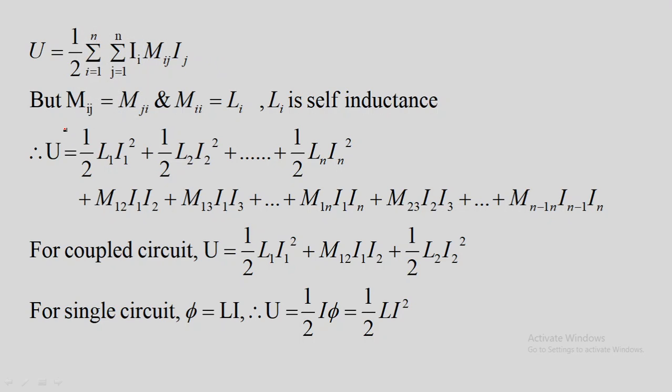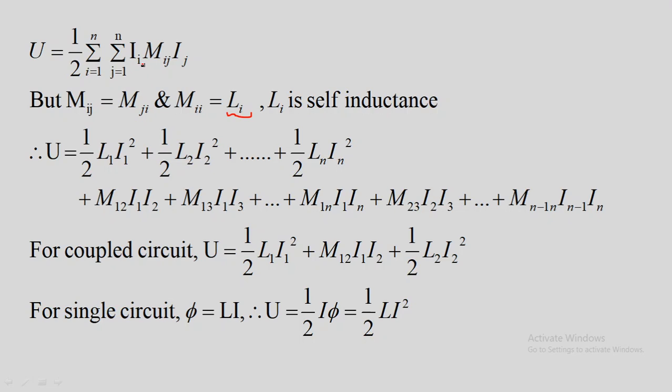Now Mij equal to Mji, because the mutual induction of the first coil with the second coil is equal to the mutual induction of the second coil with respect to the first coil. Now Mii, the mutual inductance of the coil with itself, is called self-inductance. We write it as Li. Same circuit, so it is called the self-inductance. Mij is the mutual inductance, because it is the inductance between two circuits. First circuit to second or second to first, the value is equal.